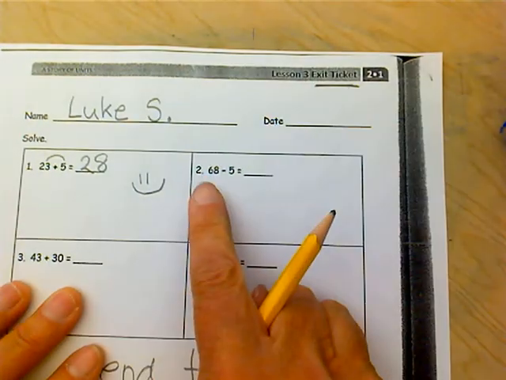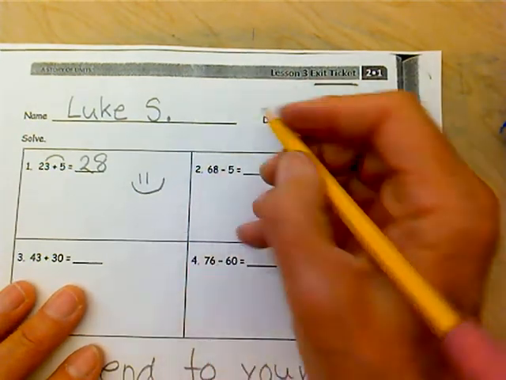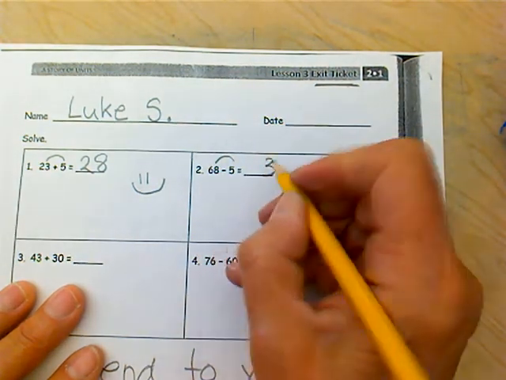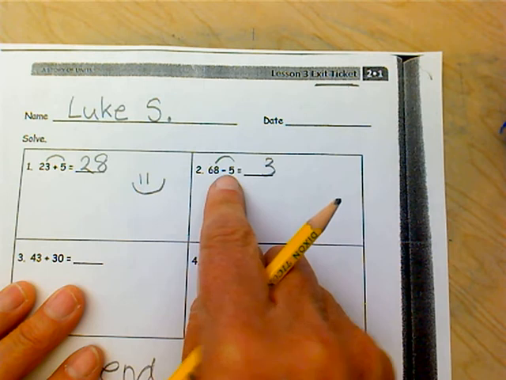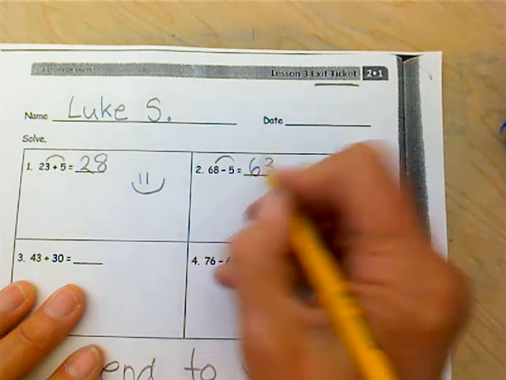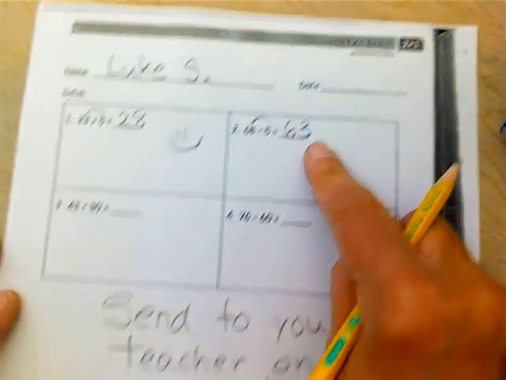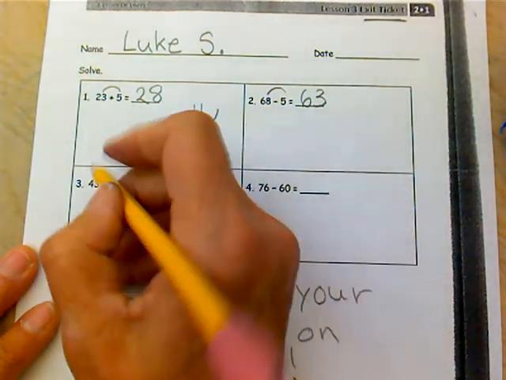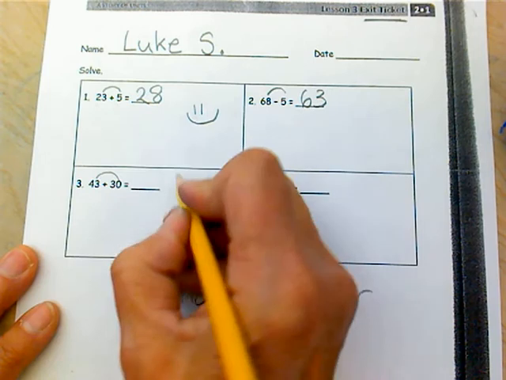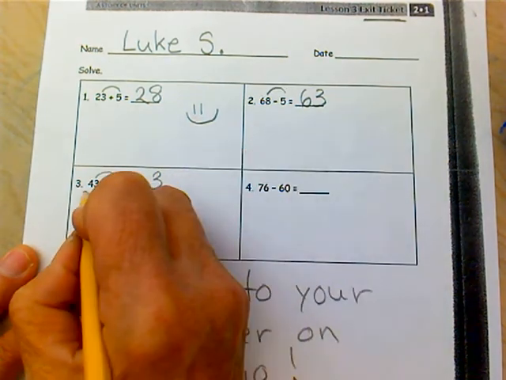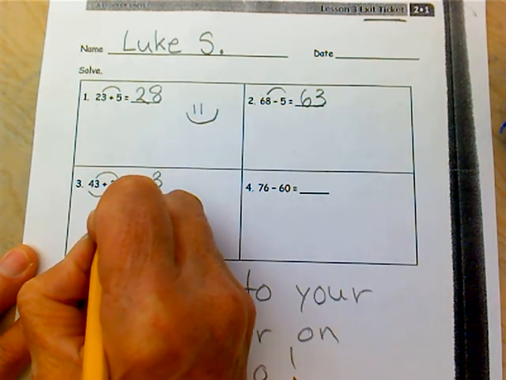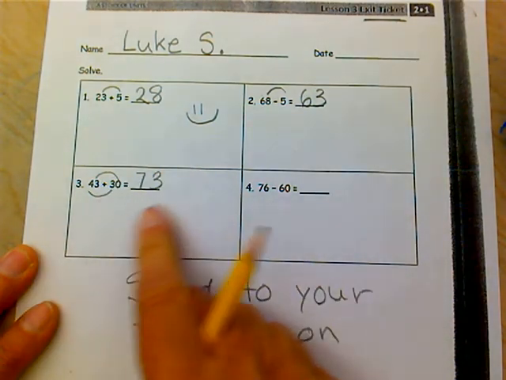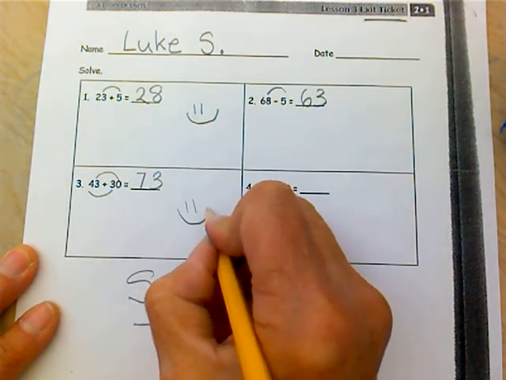Congratulations. Let's take a look at 68 take away 5. 8 take away 5 is 3. And 6 tens take away 0 tens gives me 6 tens. Did you end up with 63? I hope that you did. Let's do 43 plus 30. 3 ones plus 0 ones is 3 ones. And 4 tens plus 3 tens is 7 tens. Did you end up with 73? I hope that you did.